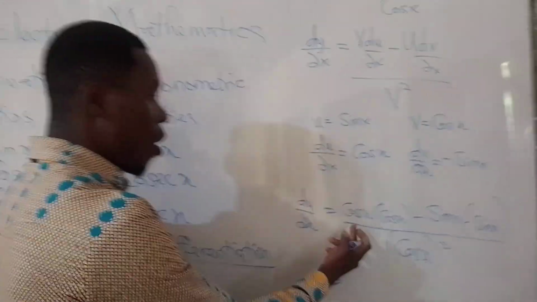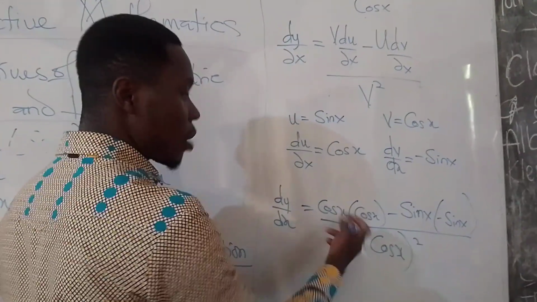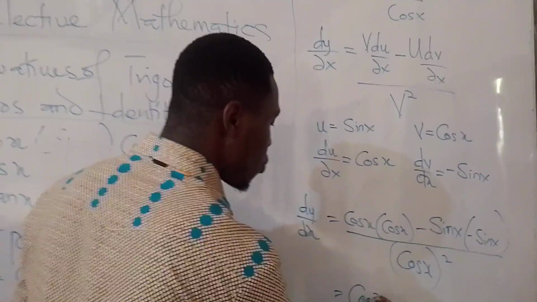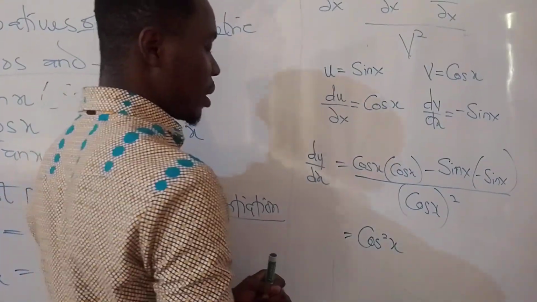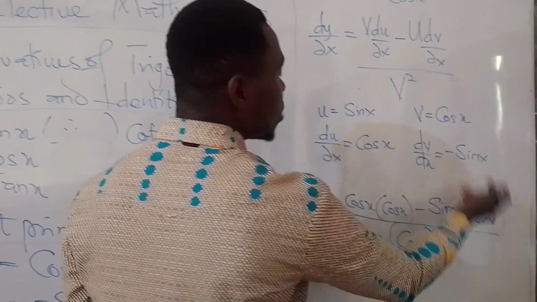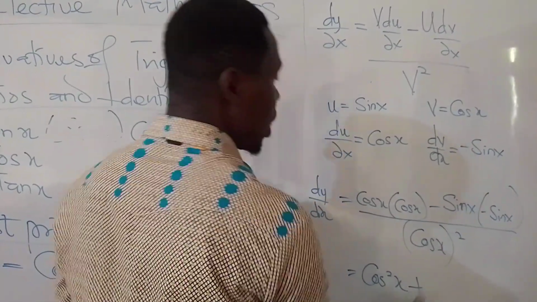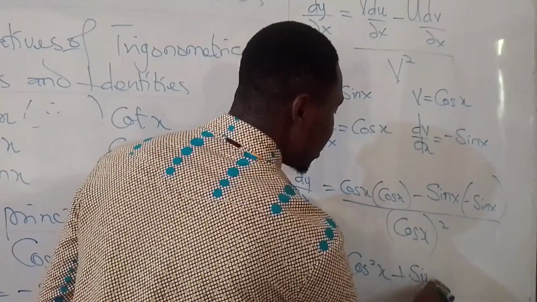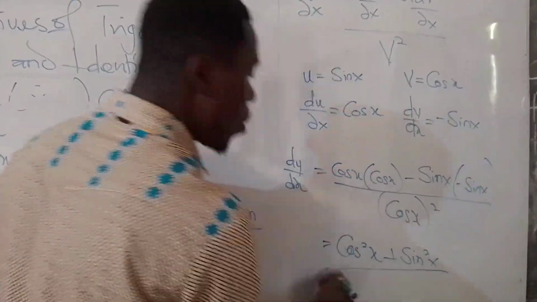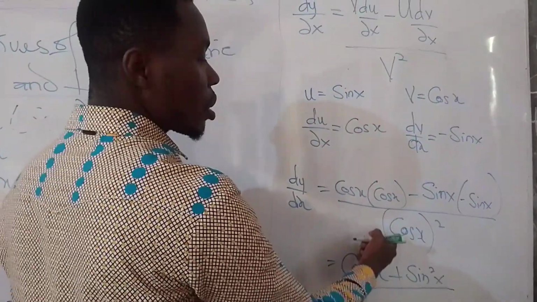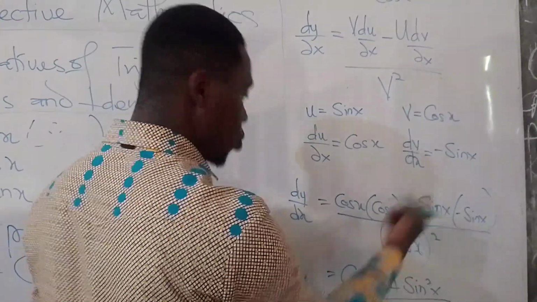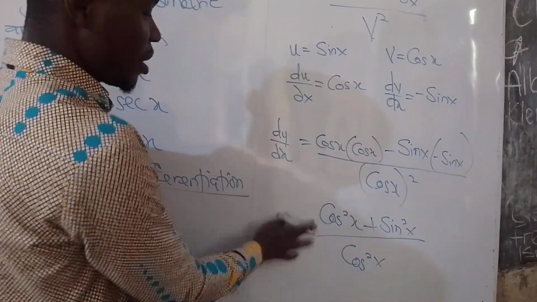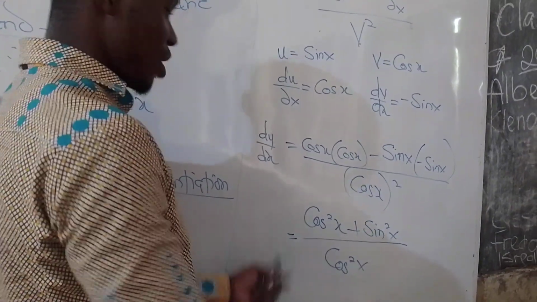Now, moving forward, cos x multiplied by cos x gives us cos squared x. Then negative multiplied by negative gives us positive, so we have sine x multiplied by sine x, which is sine squared x, all over cos times cos, which is cos squared x. Can you see? Mathematics is extremely easy if you follow the rules. There is no problem again.